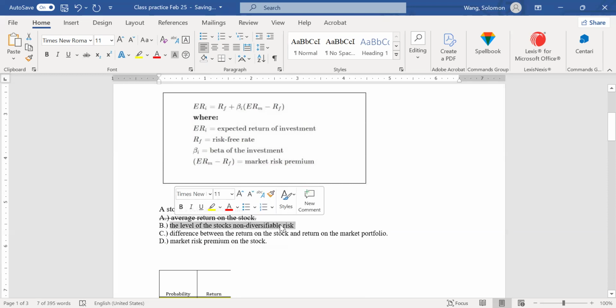The level of the stock's non-diversifiable risk. Okay, this is a very interesting term. Non-diversifiable basically means you cannot avoid that risk by forming a nice portfolio. If you have done assignment 2, you will know if you combine two assets with negative return trends, so one goes up, the other goes down, the risk of the two will get canceled. That's called diversification. But the beta is about systematic risk.